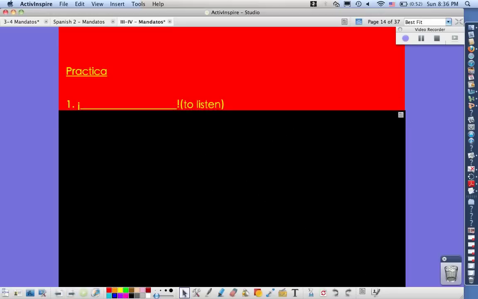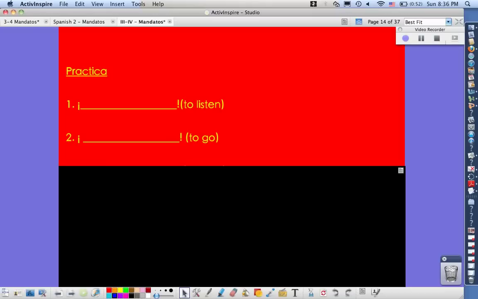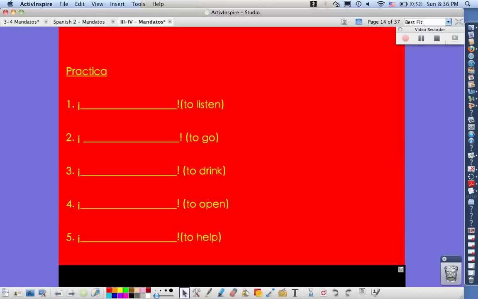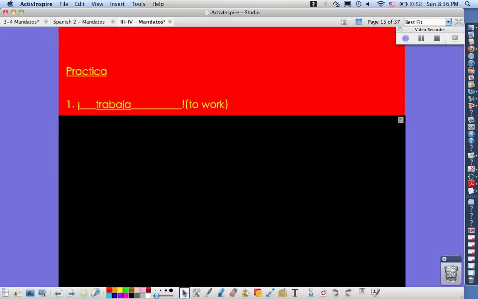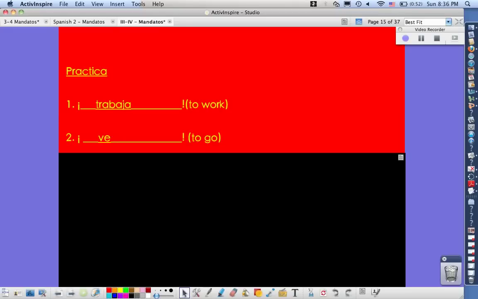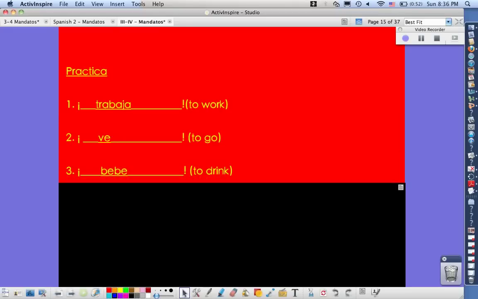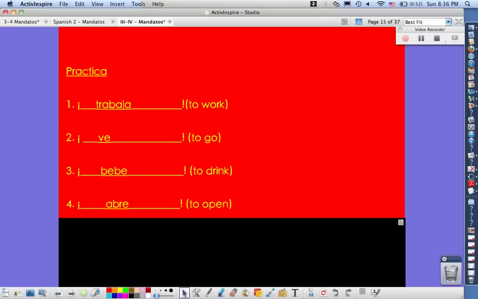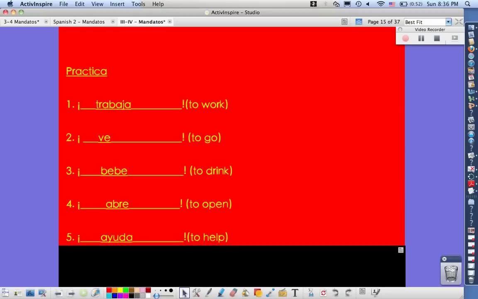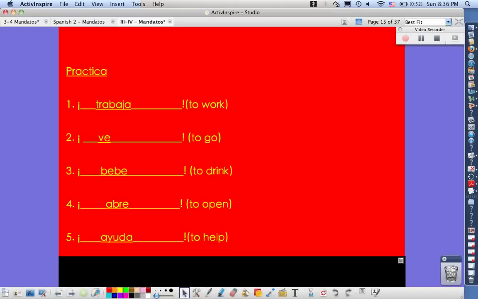Beyond that, you know everything you need to know. So let's try with some of these affirmatives. You can practice. Pause this if you would and try these on your own in your notes. How'd you do? Let's take a look. Trabaja. Bebe. Abre. Ayuda. Pretty simple. Just have to watch those irregulars.